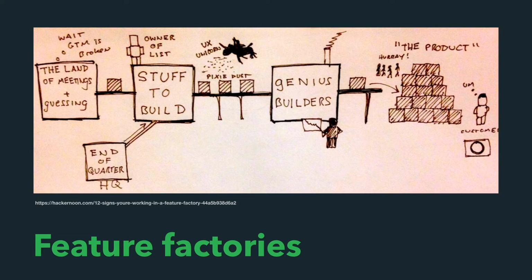One thing to look out for: feature factories. So this probably sounds familiar to a lot of folks. You start at the land of the meetings, you go through the stuff to builderizer, the UX unicorn sprinkles its magic UX dust, and then the genius builders finish the product as the end of quarter machine rushes things through. And if you're identifying that this sounds a lot like the way that you're building products today, you're likely predisposed to incurring a lot of product debt.